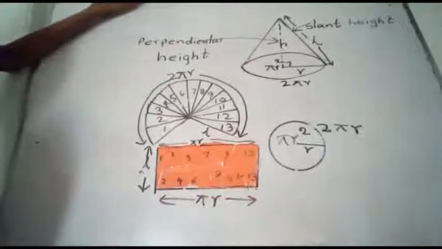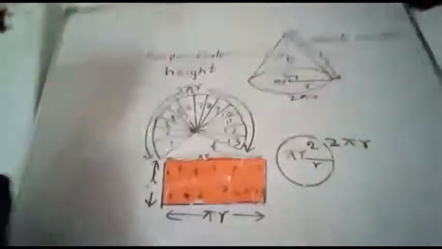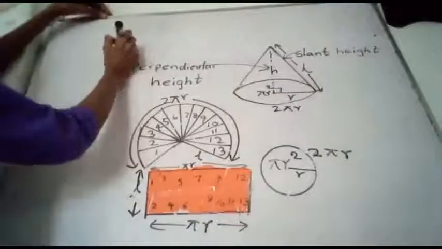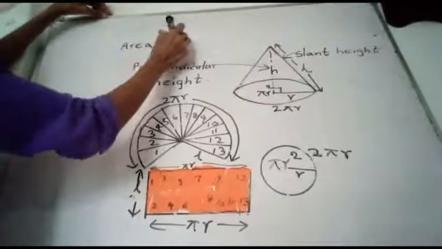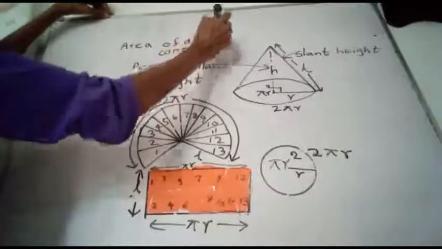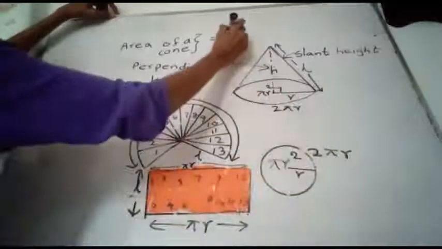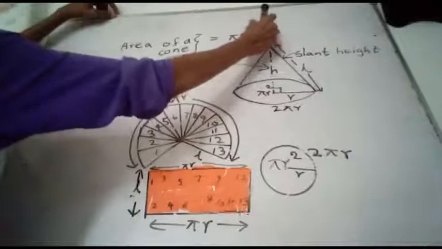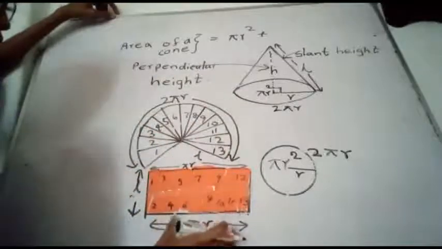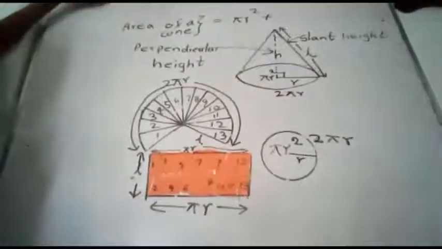Then the area of the cone is equal to the area of the circular base, which is πr squared, plus the area of the curved surface. The area of the curved surface is equal to πr multiplied by l.